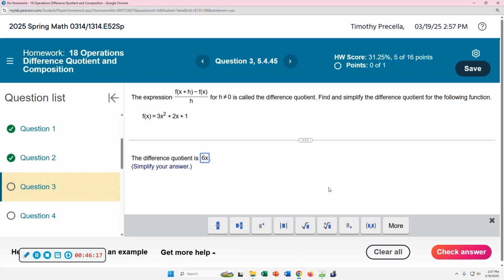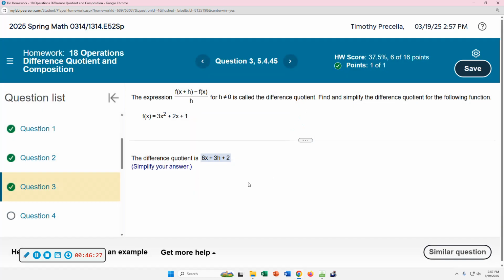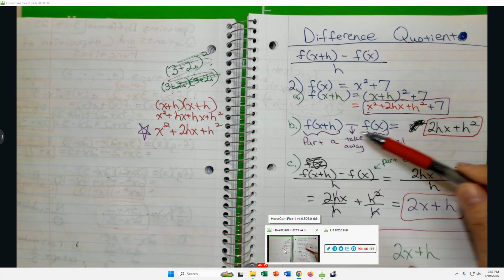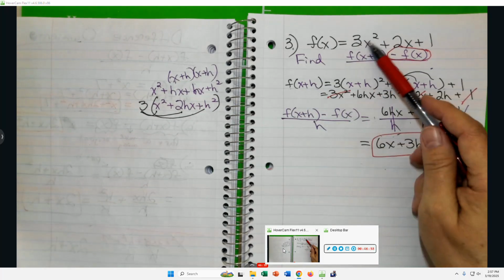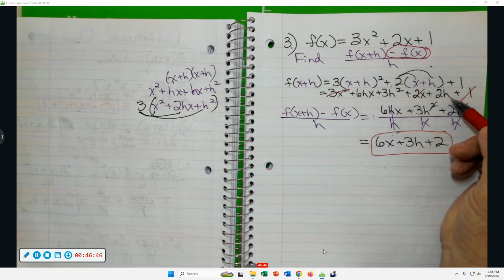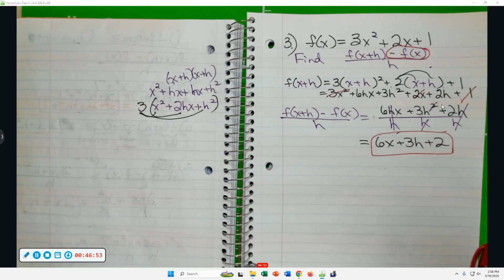6x plus 3h plus 2. Yes. So when it doesn't have A, B, and C, I still do the same thing. Find f of x plus h. I then subtract, take away the original terms, but I just did that. Mark off the original terms. That's quicker. And then, technically, I could have just gone over h, over h, over h. I didn't even have to show that step. In some of the old videos, you'll see me doing it like that. Okay, did I answer your question?